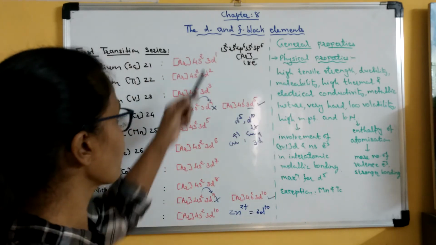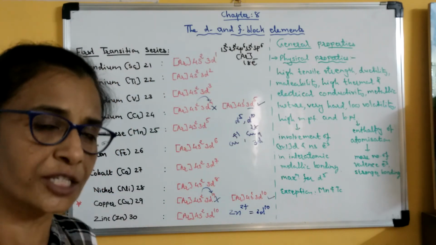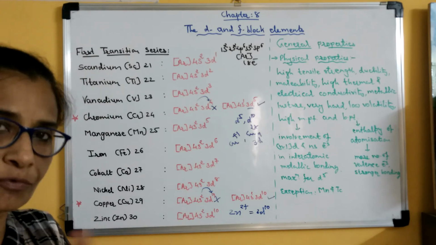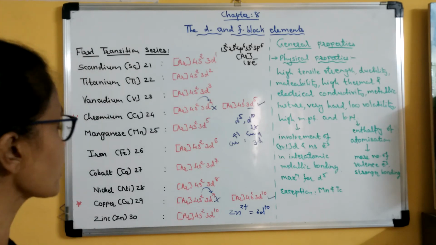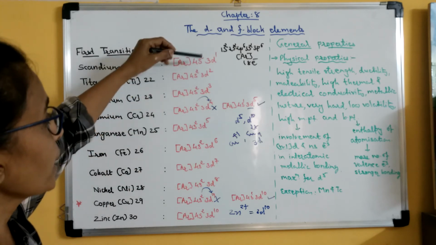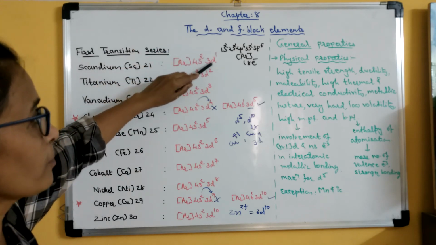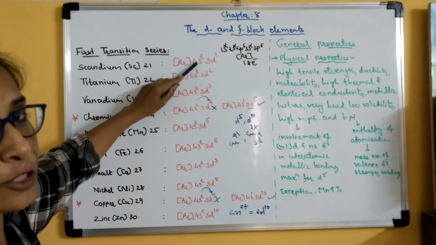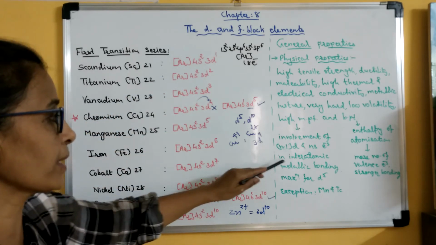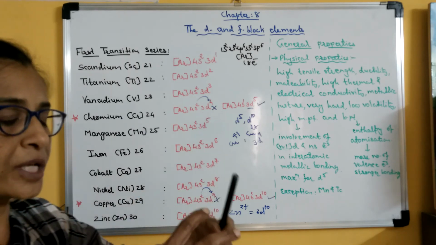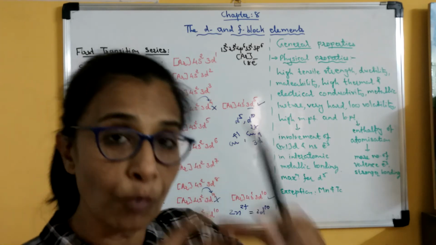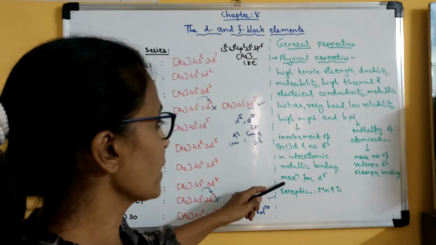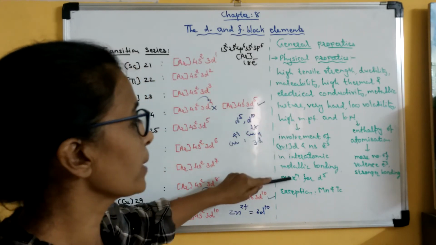So in case of transition elements, all transition elements, not only the first series, all transition elements of the 4 transition series, they have involvement of 3d, means the n-1 d electrons, and ns electrons in interatomic metallic bonding. So more is the involvement of the more number of valence electrons, stronger will be the bonding, and that is why they have high melting point.